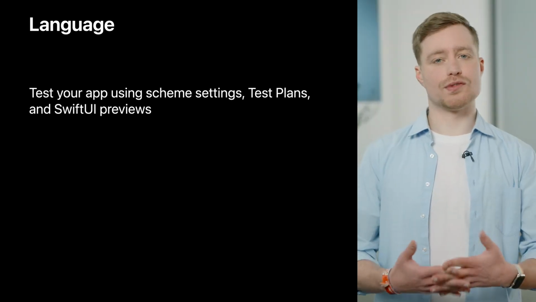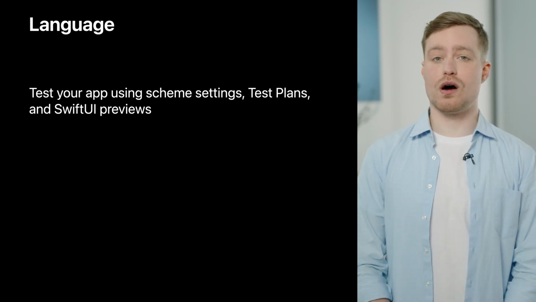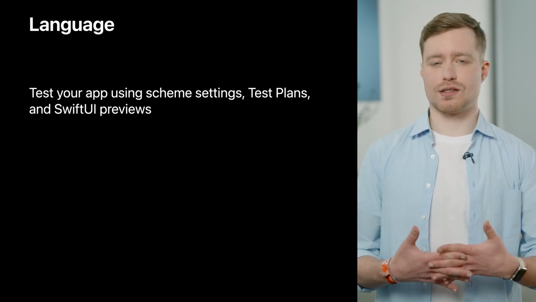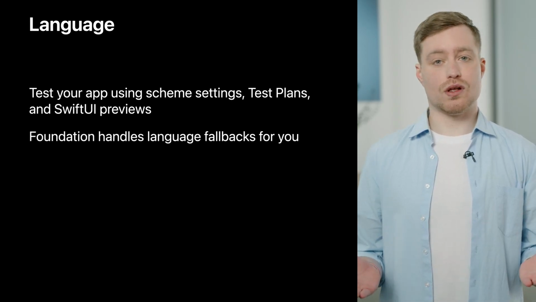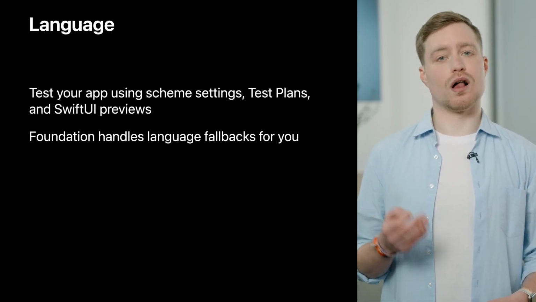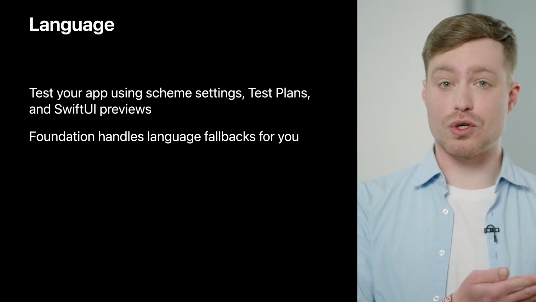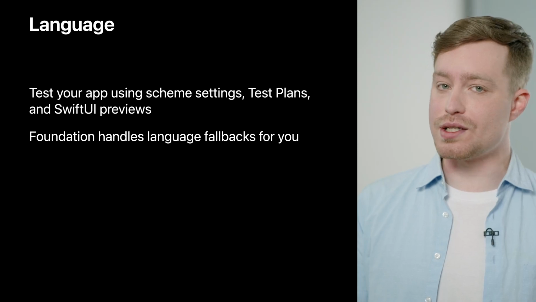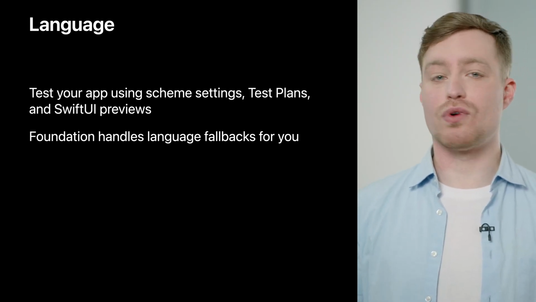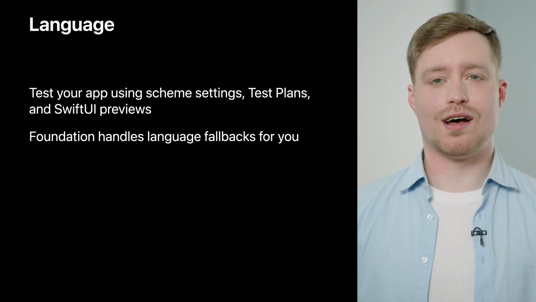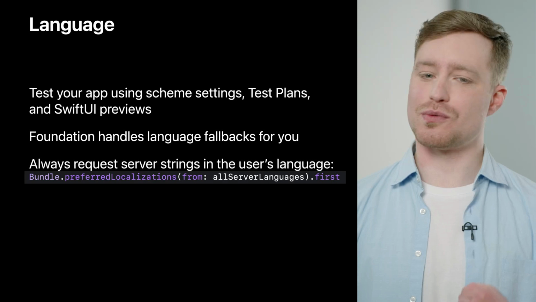To test your app with strings in a certain language, you can change the preview environment in SwiftUI or change the app scheme settings. If the device is in a language your app doesn't support, Foundation tries to find a best alternative. If my phone is in Mexican Spanish, Foundation will try to fall back on Latin American Spanish, then to Spanish, then to your app development language, for instance English. Lastly, when strings come from a server, make sure you respect the user's preferred language.